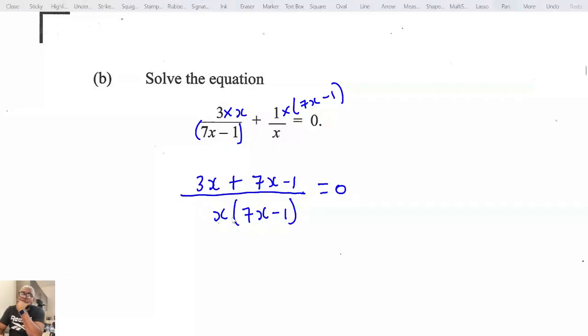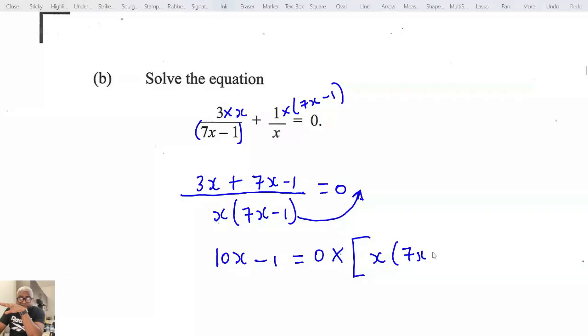So what we could do at this point here is 3x plus 7x would be 10x. Then you have the minus 1. And you see this whole thing, if you carry it here, 0 multiplied by anything is 0. So I could simply just move that denominator to the other side. So it'll be 0 multiplied by this whole thing, which will be x by 7x minus 1. But 0 multiplied by anything would be 0. So this is simply 10x minus 1 is equal to 0.